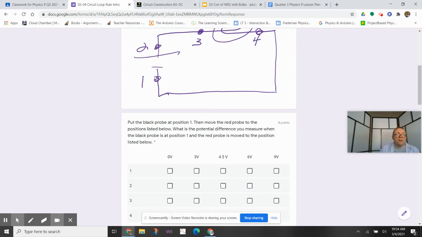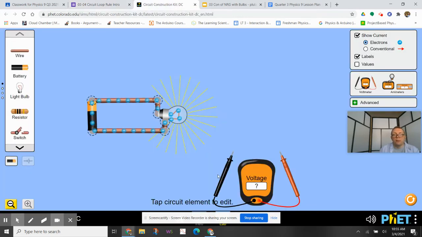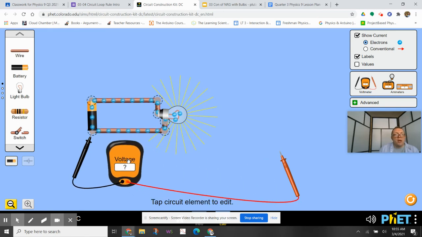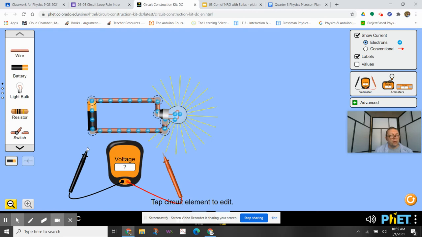So the first one is when they're both at point 1. So there's my voltmeter, and point 1 is the negative side of the battery. Now, what a voltmeter does, so I'll stop and take a breath here, is compare the electrical potential, or the voltage, at the tip of the black probe to the tip of the red probe.